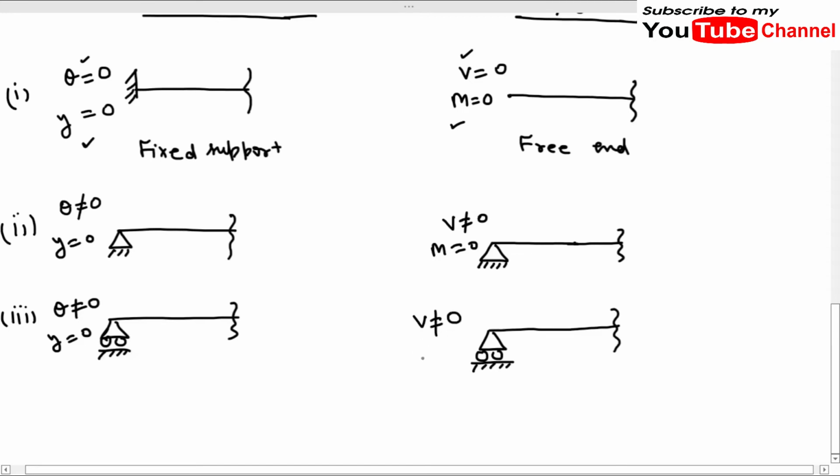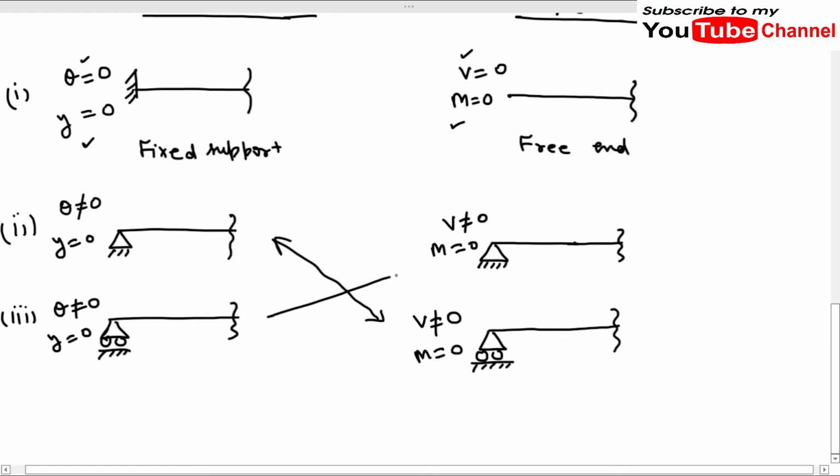Why zero? It means in the conjugate case the moment should be zero. Okay, and we know that at a roller support the moment will be zero, but there will be shear force because there will be a reaction. Okay, there will be a reaction in the vertical direction like this. The other thing which is very important to understand here is that we can use these conditions interchangeably.